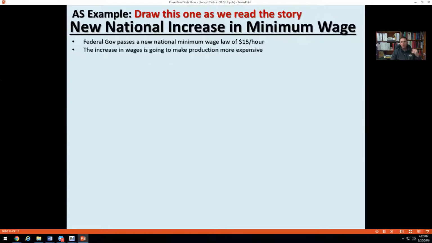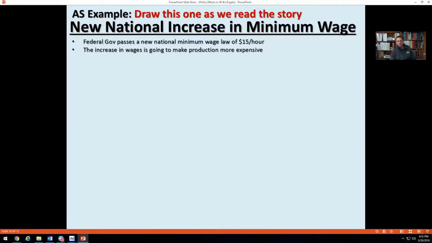The increase in wages is going to make production more expensive. This will cause a decrease in the short run, a shift to the left, right? So go ahead and draw this, an increase in wages. And actually, let's go back here. Go ahead and draw what you think is going to happen. I've already kind of given it away, but you should be seeing a decrease in aggregate supply.